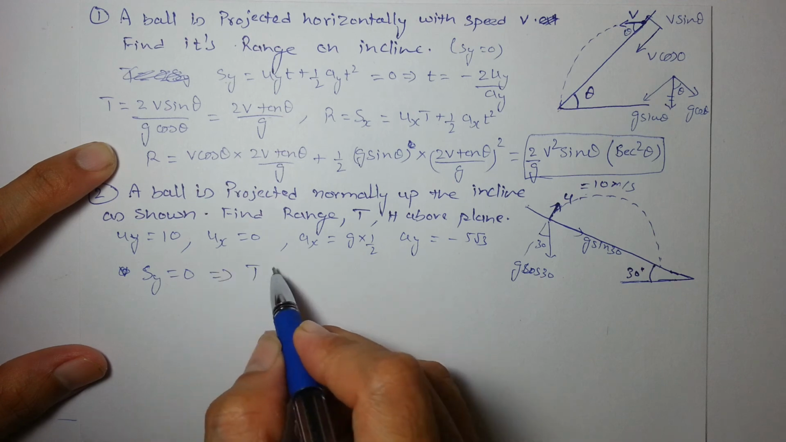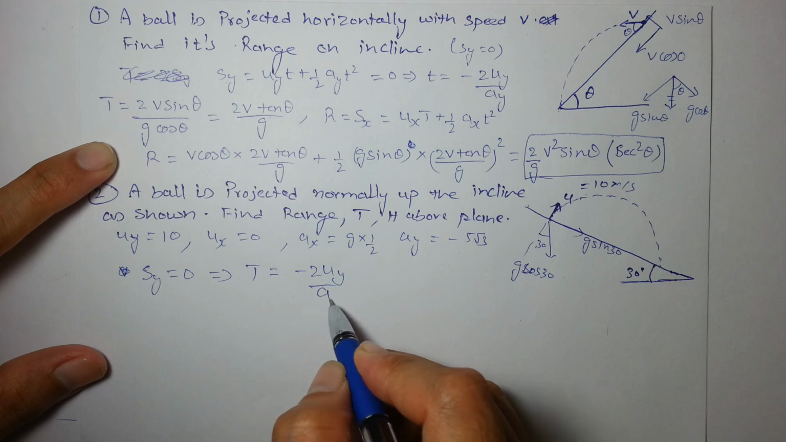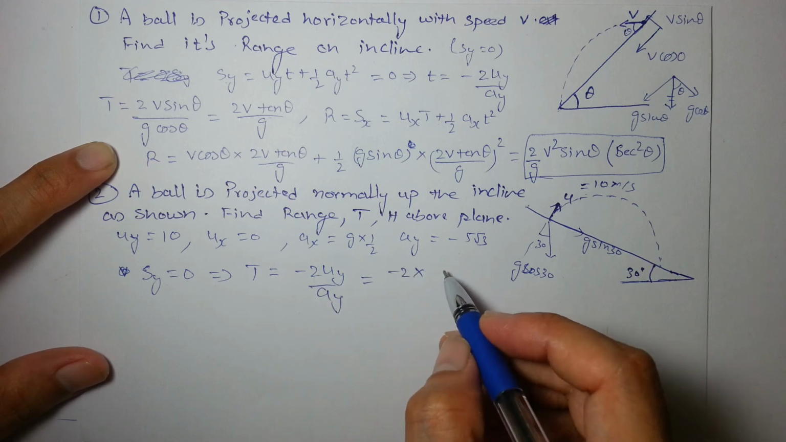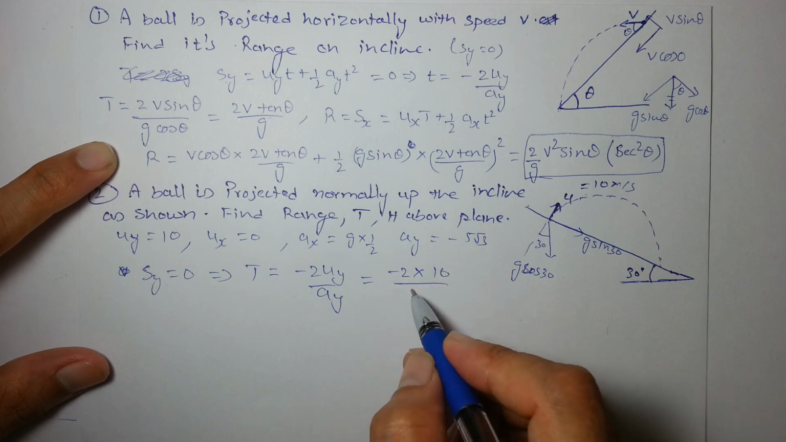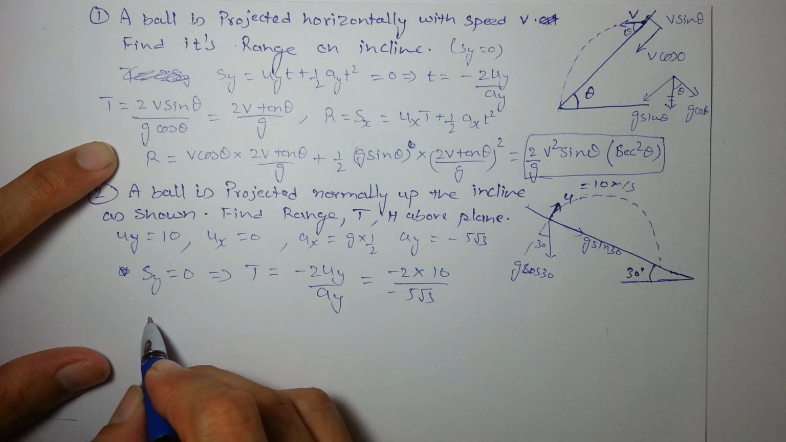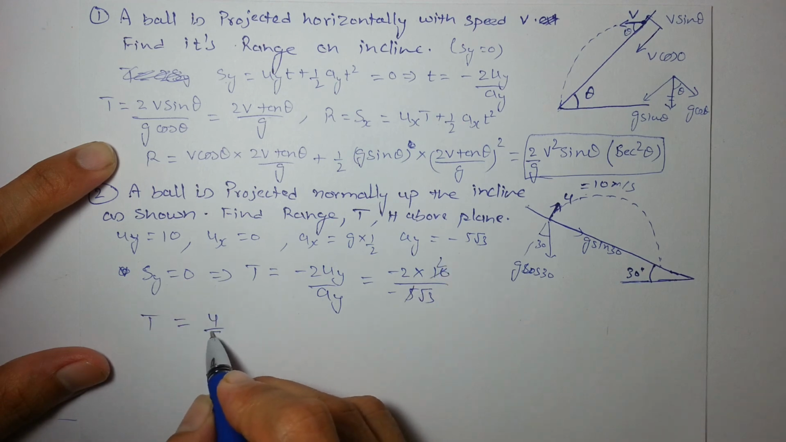So time of flight t is again the time when sy equal to 0. Putting, we get time as minus 2 uy by ay. Put these values to get minus 2 into 10 by 5 root 3 with a minus sign. So we get time as 4 by root 3.